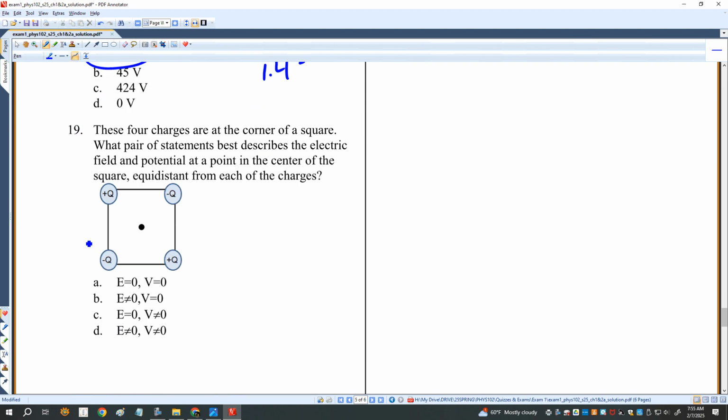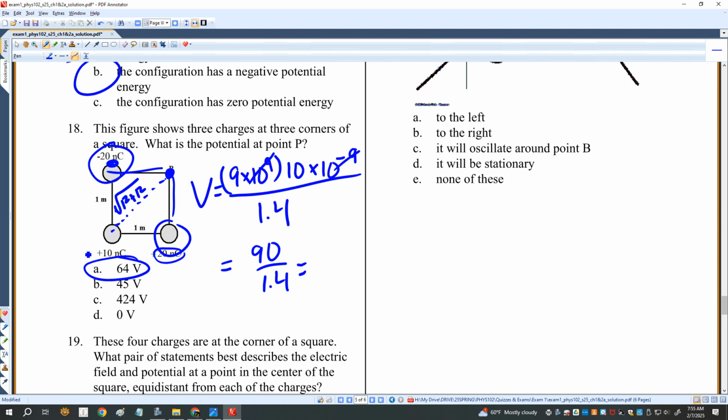These four charges are at the corners of a square. Which pair of these statements describe the electric field and the potential? Well, the potential is easy because I have two negative and two positive, so I know the potential is 0. And then what about the electric field? Let's just draw the vectors. I'll start with this one. It's in that direction. That one is in that direction. This charge, the electric field is in that direction, and that one's in that direction. So those electric fields all add up to equal 0. So E is equal to 0.